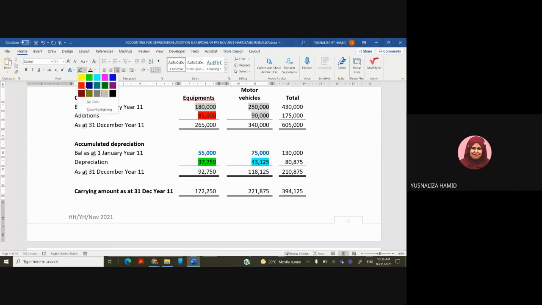I take a different color so that it can be differentiated. Okay, right. I do not know why it does not want to work.